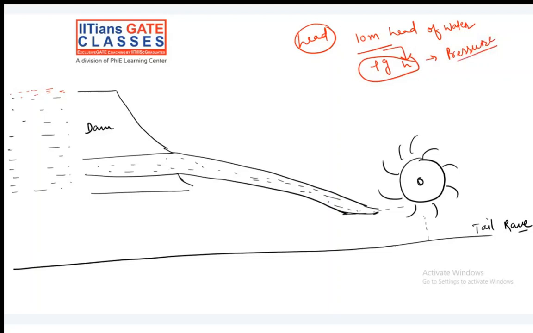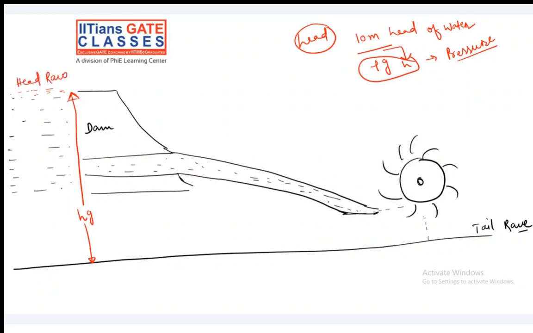Got the idea? So similarly here we define this as the gross head. Gross head means the total head available at the dam. Getting me or not? This was the total head which was available at the dam. So this is also called the head race.